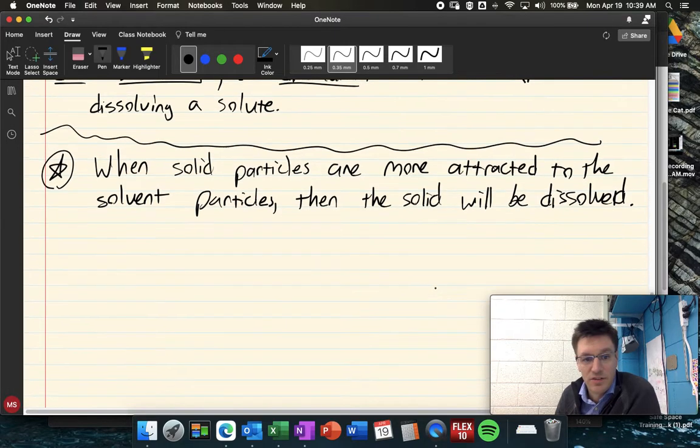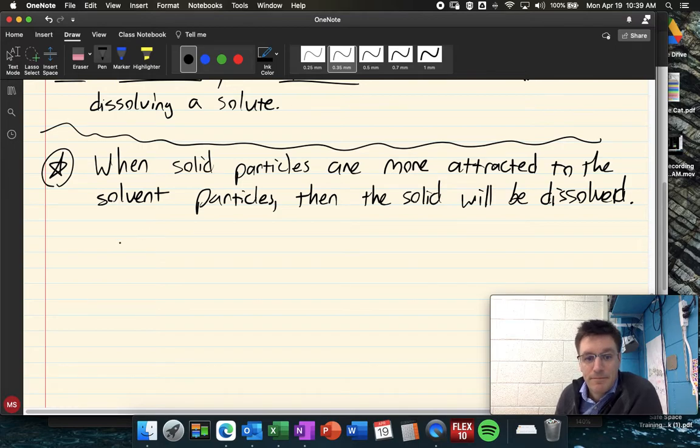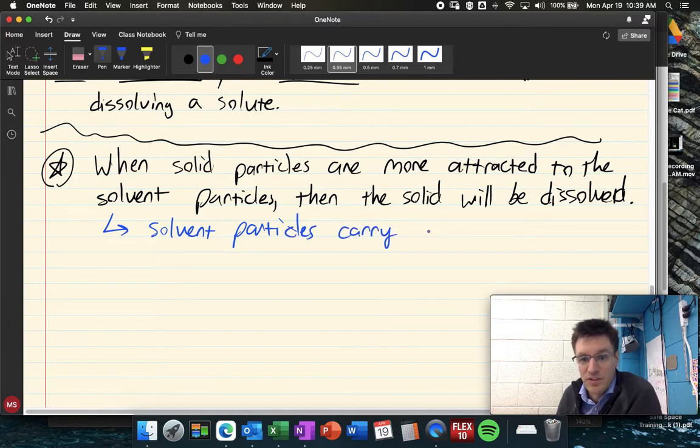A little sloppy there, sorry about that. So kind of how that looks is solvent particles carry away the solute particles. I'm going to add here that the solvent particles separate solute particles from each other.